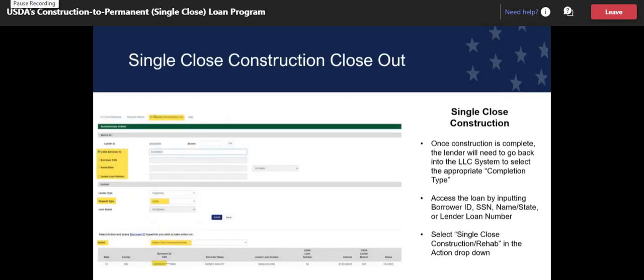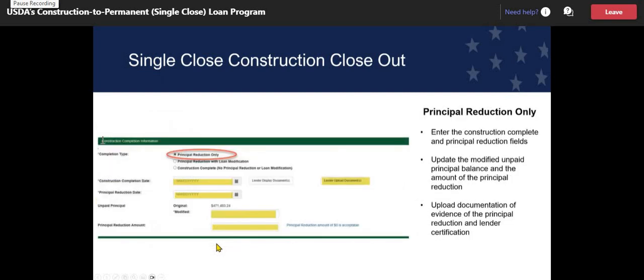Okay. So our single close construction loans do require an important step for closing, the post-closers, to complete once the construction is complete. Utilizing one of the cross-reference methods, the user will select the loan by clicking on the borrower ID, and the construction completion information page will populate. From there, three options are available. The user will select the drop-down beside action, and I know it's a little bit blurry, but there's the action, there's the drop-down, and choose the appropriate completion type.